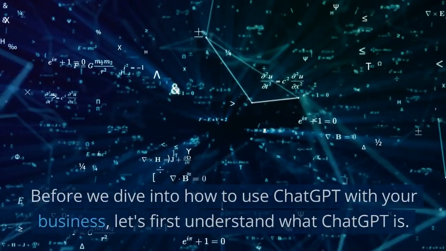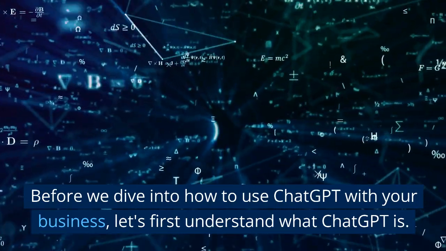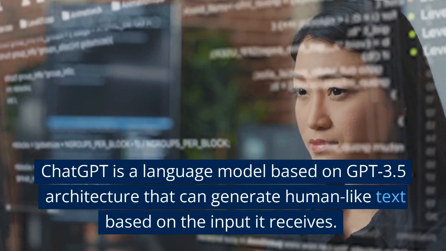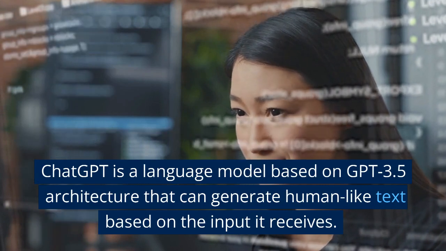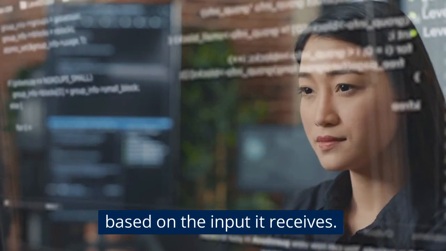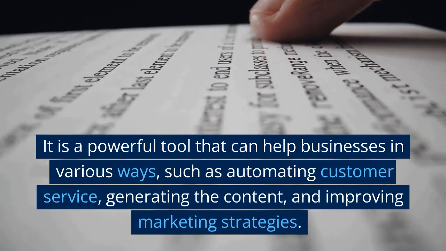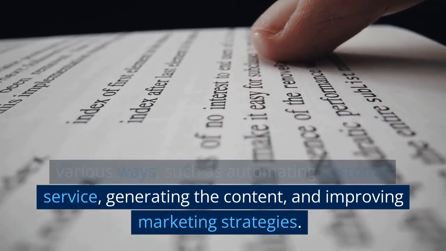business. Before we dive into how to use ChatGPT with your business, let's first understand what ChatGPT is. ChatGPT is a language model based on GPT 3.5 architecture that can generate human-like text based on the input it receives. It is a powerful tool that can help businesses in various ways, such as automating customer service, generating content, and improving marketing strategies.